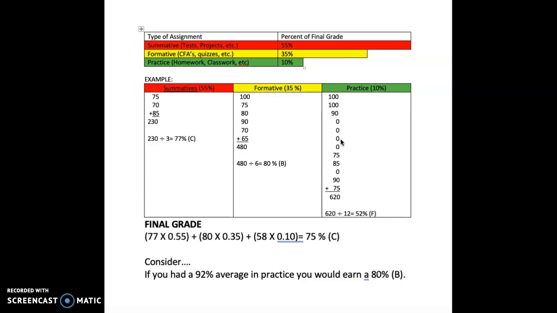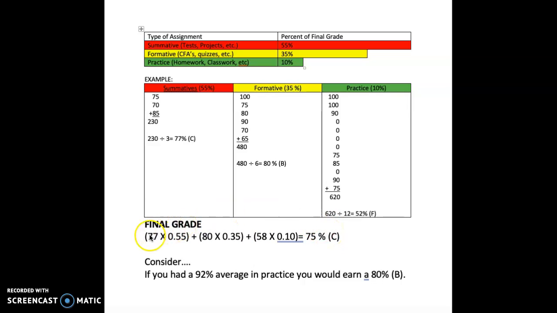It's important to note that a missing assignment is calculated as a 0. And as you can see, although the student scored fairly well on each of the assignments they submitted, all of these zeros brought their average in the practice category to a 52%, which is an F. Now we're going to look at the final grade calculation. As you can see here, this student earned at the end of the quarter a 75% C.